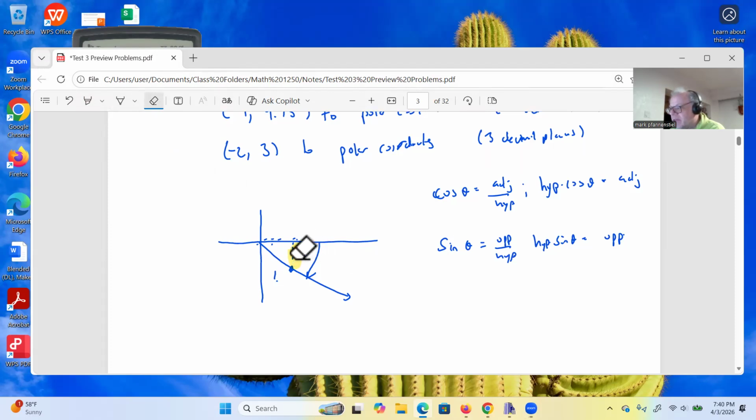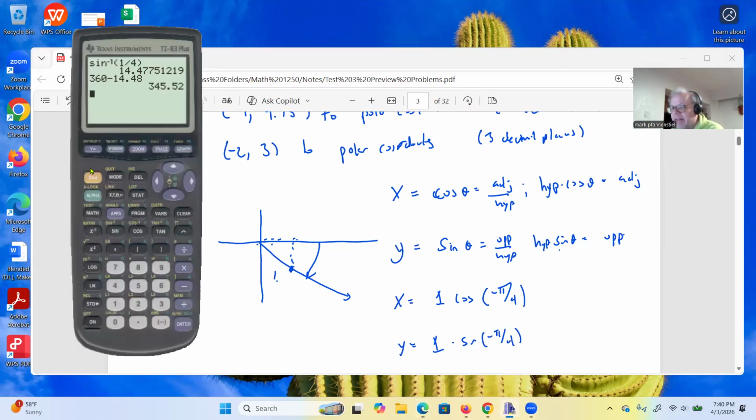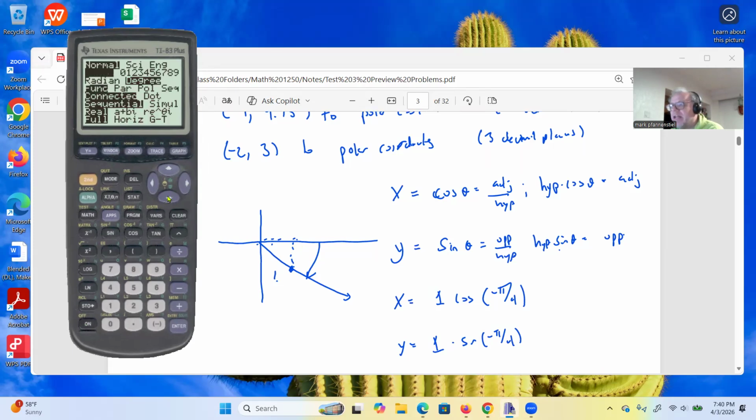Okay, let's go ahead and get rid of this stuff. Go back to a pen and go ahead and do this. So my x value is going to be hypotenuse times cosine of theta. My y value is going to be hypotenuse times sine of theta. So we could say x equals 1 times the cosine of negative pi over 4. y equals 1 times sine of negative pi over 4. Now, when I go to my calculator, I'm going to have to make sure that I'm in radian mode. So we go to mode, go down here and select radians, and press enter. There we go.